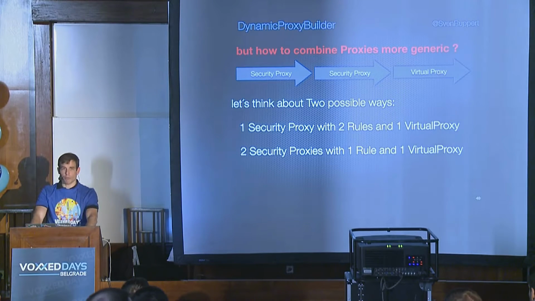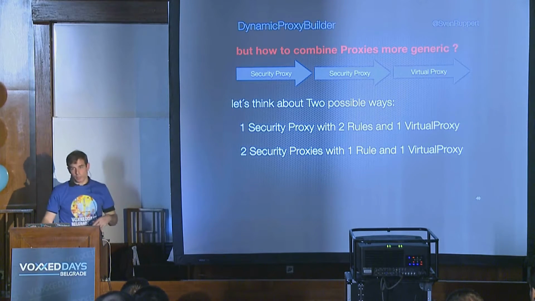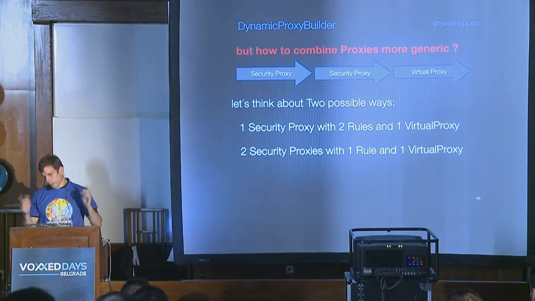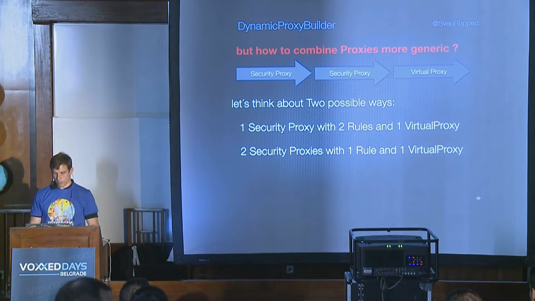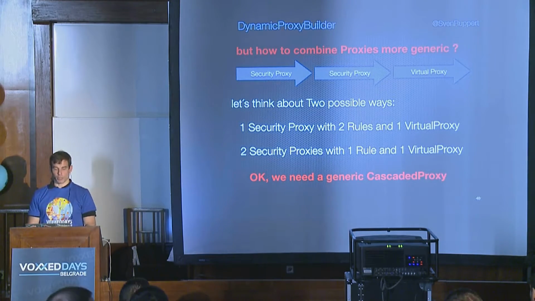If you write your first proxy framework, your decision would be good if you have the second one, so that you have really one task by one proxy. If this is too slow, then you can optimize all this stuff. Okay, but for this we need a cascaded proxy and a generic cascaded proxy.